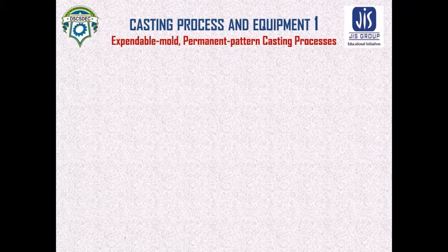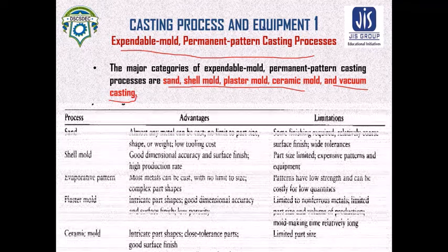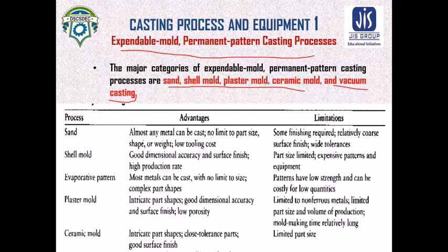So let's start with expendable mold permanent pattern casting processes. The major categories of expendable mold permanent pattern casting processes are sand casting, shell molding, plaster molding, ceramic molding and vacuum casting. This vacuum casting is also not so important, but we will discuss it later. Right now here are the advantages and limitations of some of the casting processes, such as sand casting, shell molding, plaster molding and ceramic molding. One by one we will see the advantages.